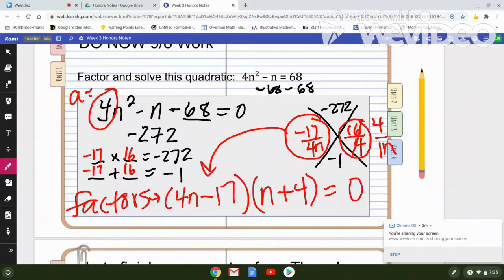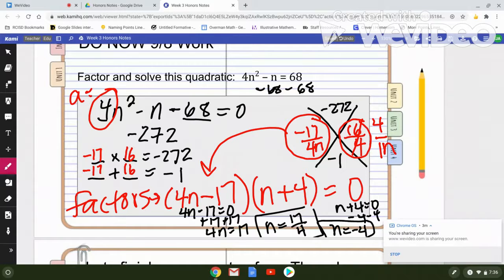These are your factors. For each one now we have to solve. So 4n minus 17 equals 0. Add 17 to both sides. We get 4n equals 17. Divide both sides by 4, and we get n equals 17 over 4. Then we do the same thing over here. n plus 4 equals 0. Subtract 4 from both sides, and we get n equals negative 4.